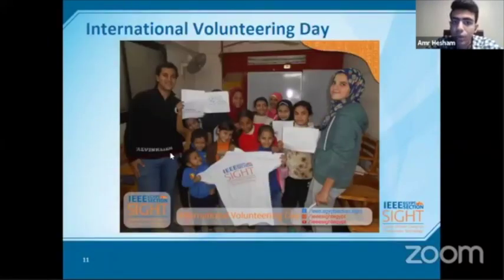And here is one of our activities. It was in partnership with Risala charity, one of the biggest charities here in Egypt. We went to the children, who were orphans, and introduced some energy and circuits workshops for them, and they made some basic prototypes for electricity and energy.